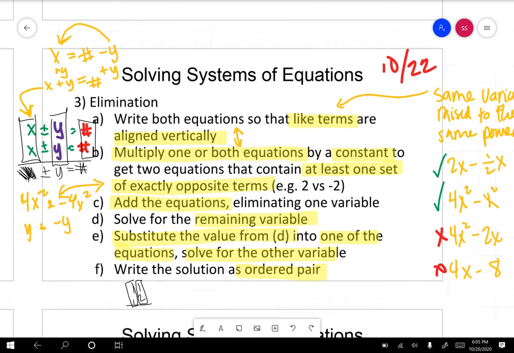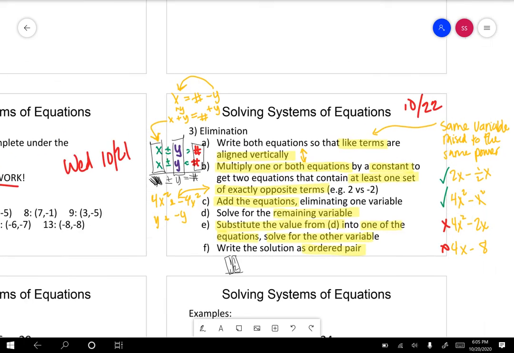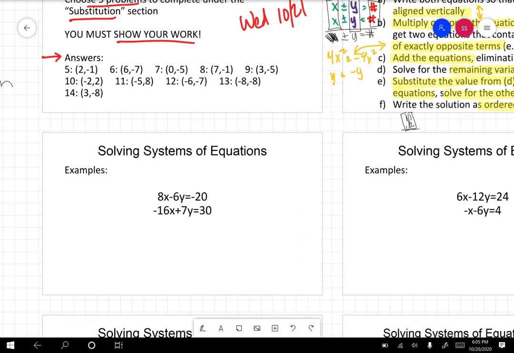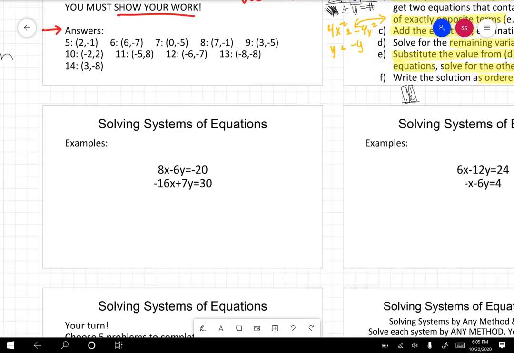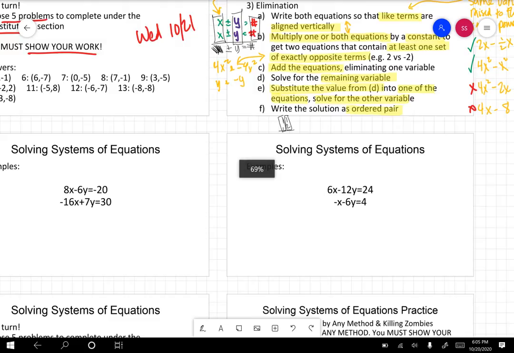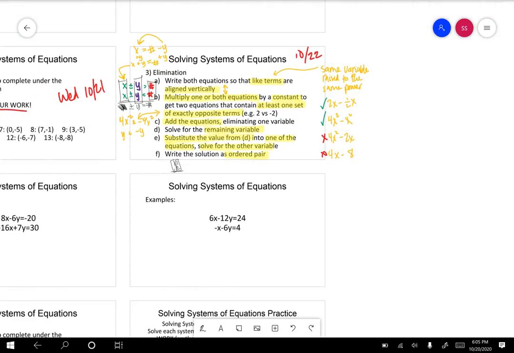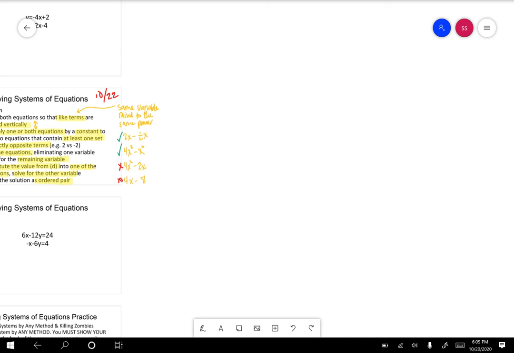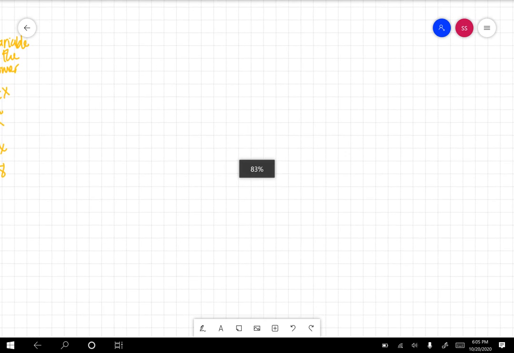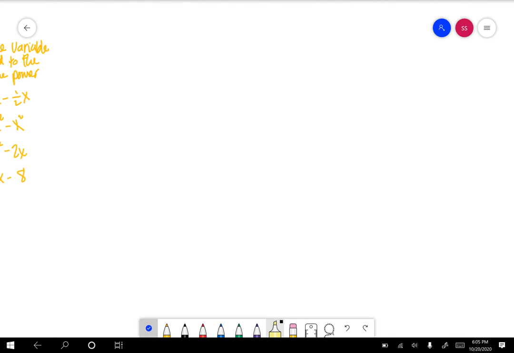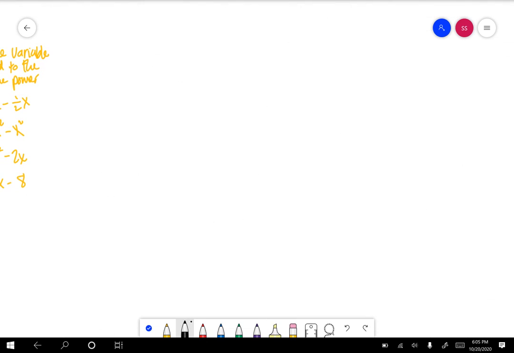Okay, so let's go over those steps with some actual problems. Maybe I'll do it off to the other side since that side has already been taken over. Yeah, I'll do that. Okay. I guess it doesn't want to scoot over anymore. Okay.